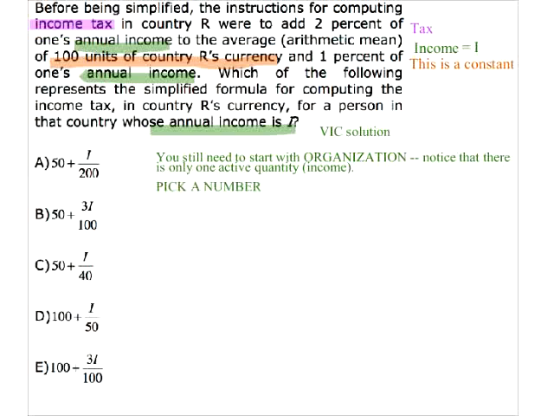Now let's look at what's going on here. Well, we need a number that 200, 100, 40, 50, and 100 all go into. So 200 is nice for that. So let's say that income is 200. Then you want to do the same thing that you did before, which is your tax is 2% of I plus the average of 100 and 1% of I.